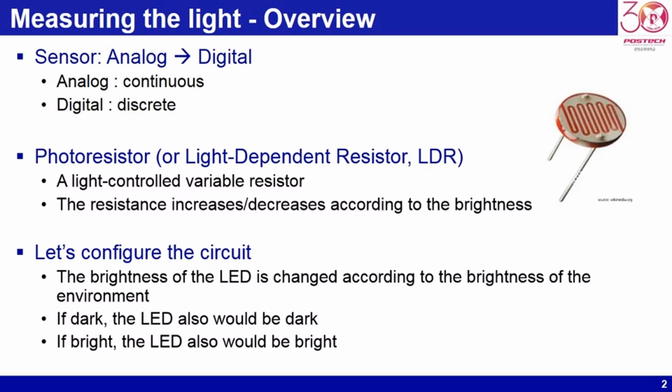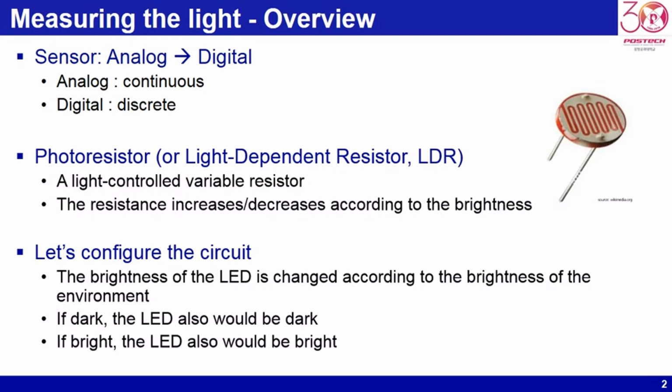Here we will try to use a sensor. The sensor plays an important role to collect analog data, so we can read them because it converts the analog data into digital data. The sensor we use here is called a photoresistor. It is also called a light dependent resistor or LDR. It is a sensor whose resistance value decreases or increases with the amount of light.